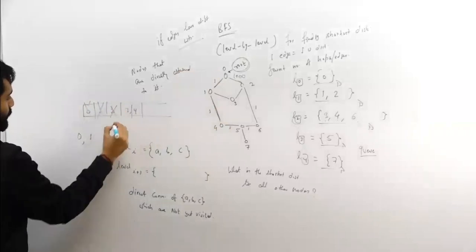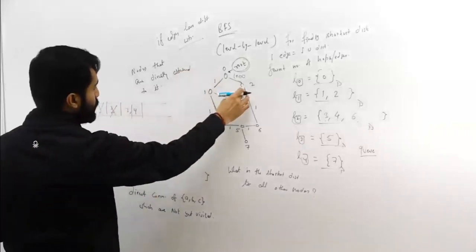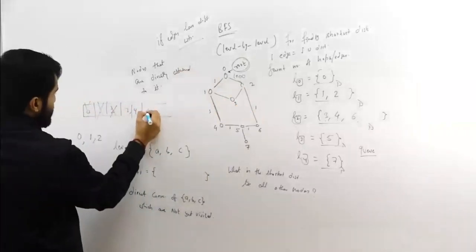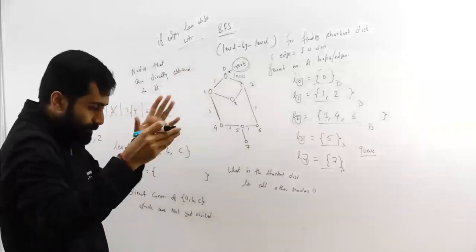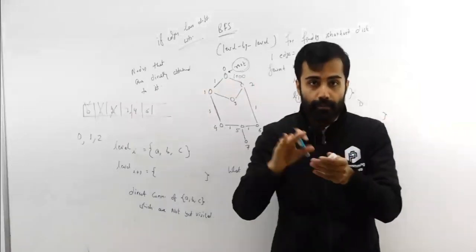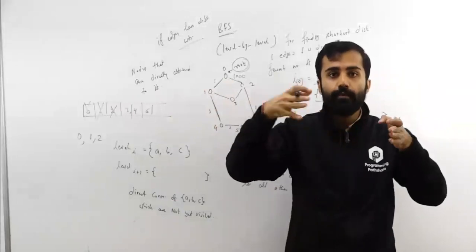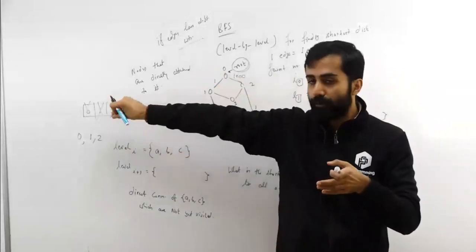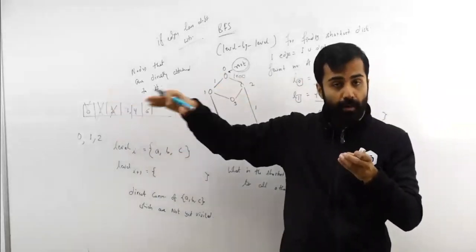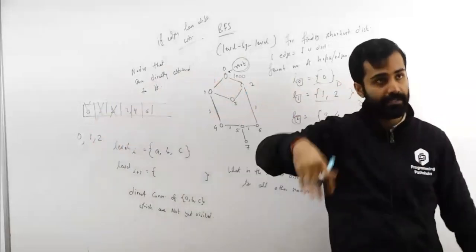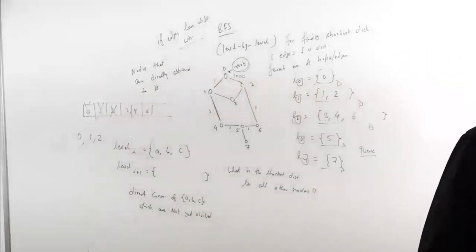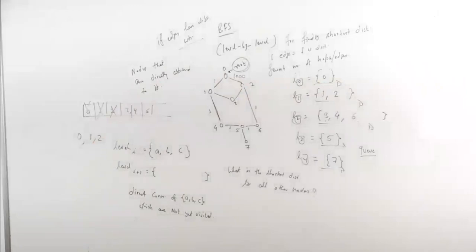And then again, you pop from this end and you push the children of 2, which are not visited. So in this case, it will be 6. So you basically initialize a queue with your root, and then you keep doing an operation. The operation is: pop from the queue, and whatever is popped, push its children, and do this until the queue is totally empty. Does it make sense? How many of you understand the idea?